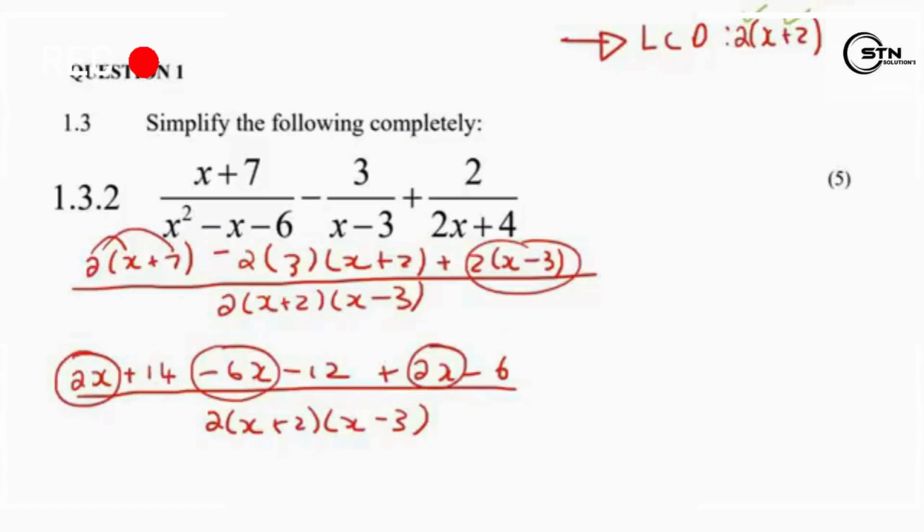Plus 2. So 2 minus 6 is minus 4. Minus 4 plus 2 is minus 2. Okay, let's actually just write the answer here. What did we say? 2, yeah, minus 2. Okay, and then we have 14 minus 12, which is 2. And then 2 minus 6 is minus 4.